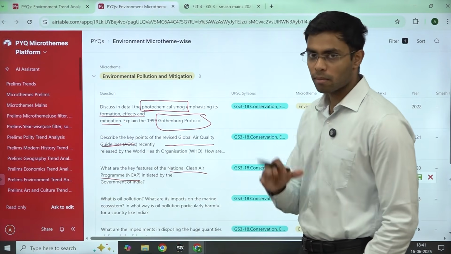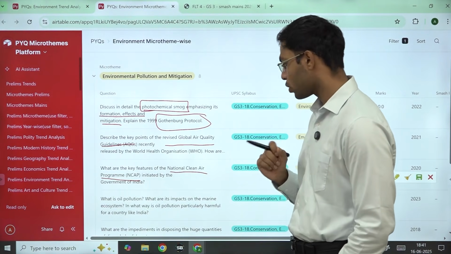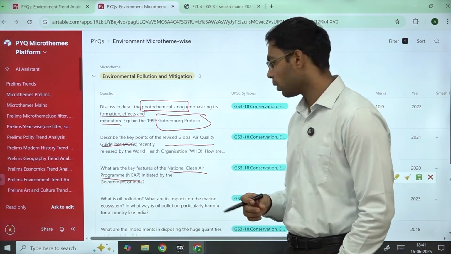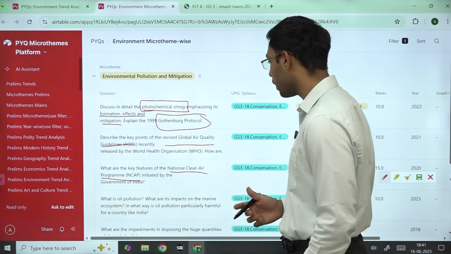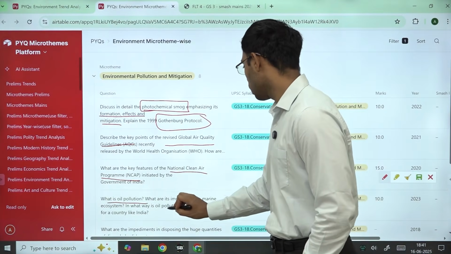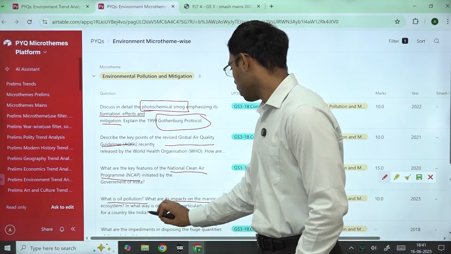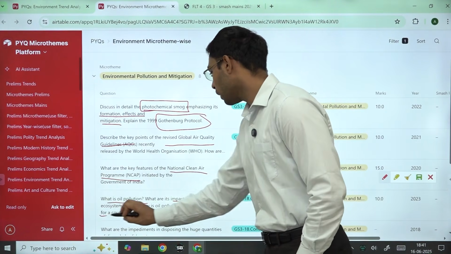Then you can also see a static subject, static question. It's not that they will not ask that, but they are a little rare because environment is a very happening and updated field, right? So what is oil pollution? Impacts on marine ecosystem. Why is oil pollution particularly harmful for a country like India?